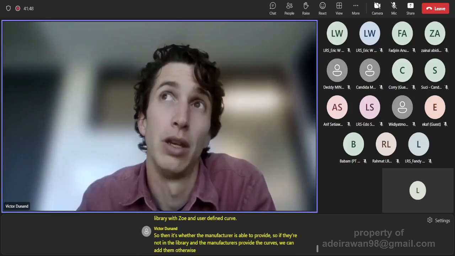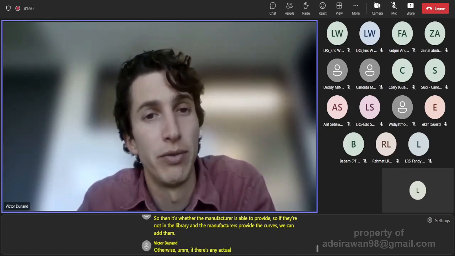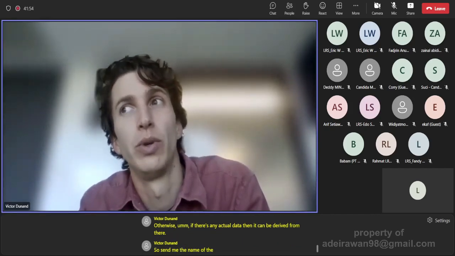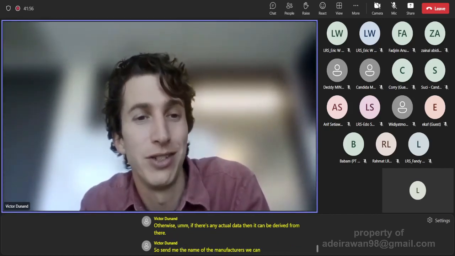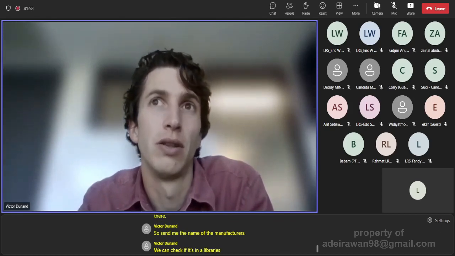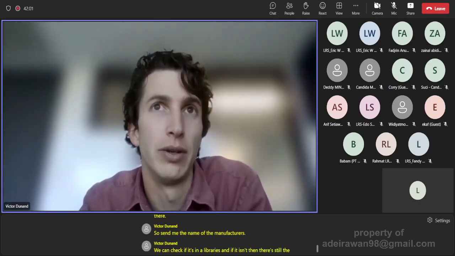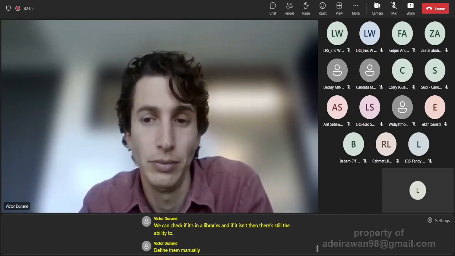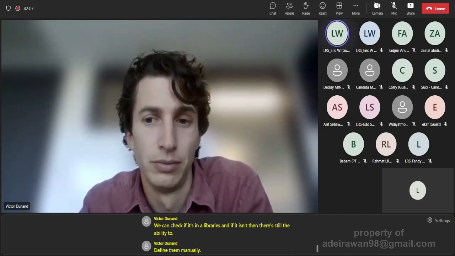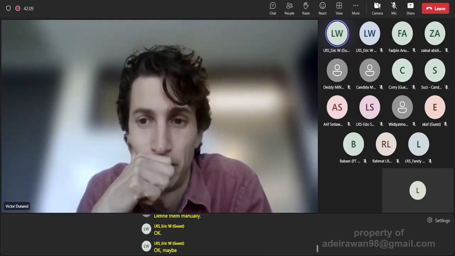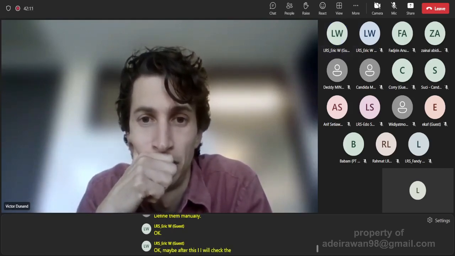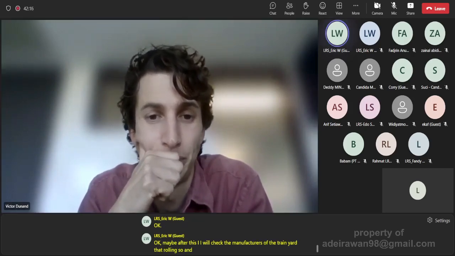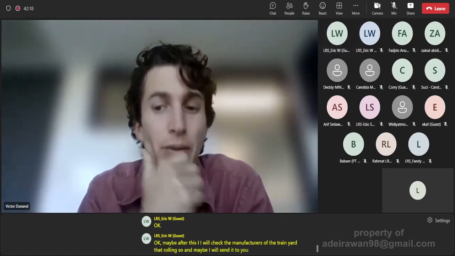Otherwise, if there's any actual data, then it can be derived from there. So send me the name of the manufacturers. We can check if it's in our libraries. And if it isn't, then there's still the ability to define them manually. Okay. Maybe after this, I will check the manufacturers of the train, the rolling stock, and I will send it to you. Yeah, thank you.